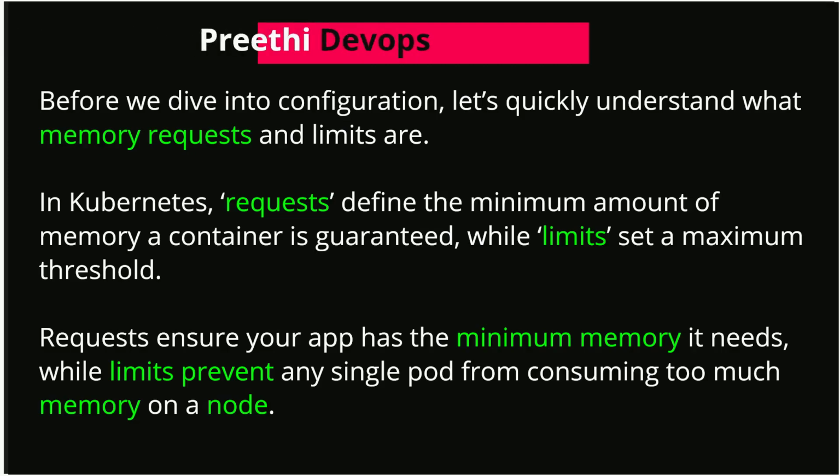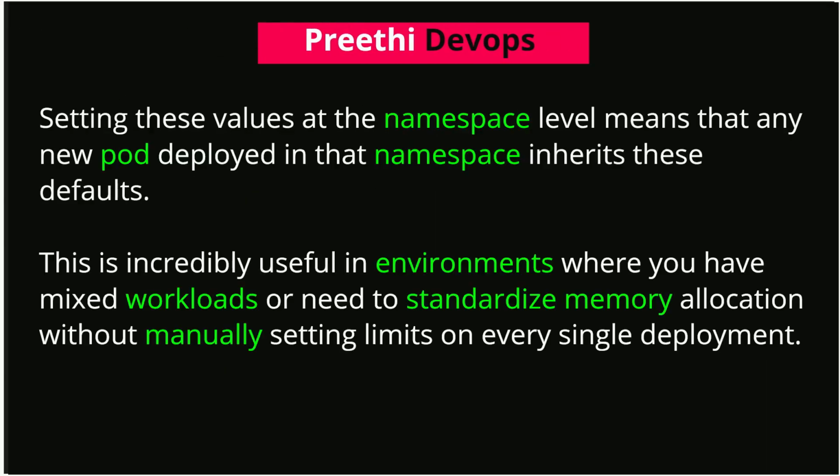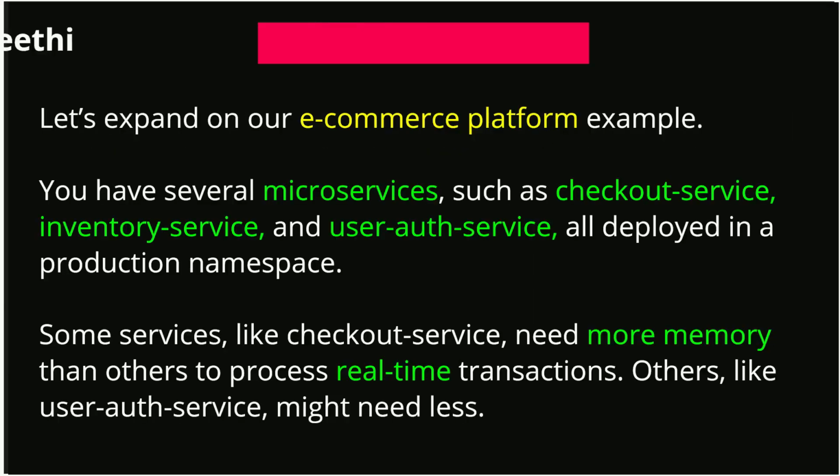Before we dive into configuration, let's quickly understand what memory requests and limits are. In Kubernetes, requests define the minimum amount of memory a container is guaranteed, while limits set a maximum threshold. Requests ensure your app has the minimum memory it needs, while limits prevent any single pod from consuming too much memory on a node. Setting these values at the namespace level means that any new pod deployed in that namespace inherits these defaults. This is incredibly useful in environments where you have mixed workloads or need to standardize memory allocation without manually setting limits on every single deployment.